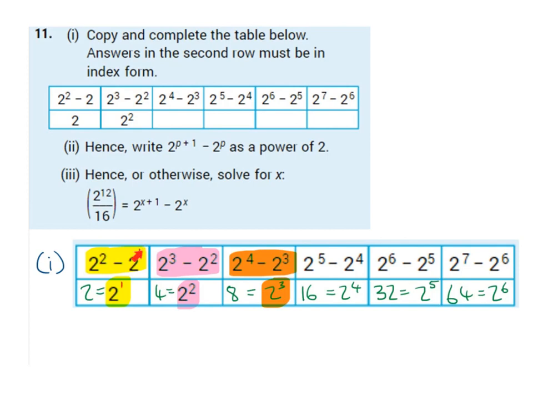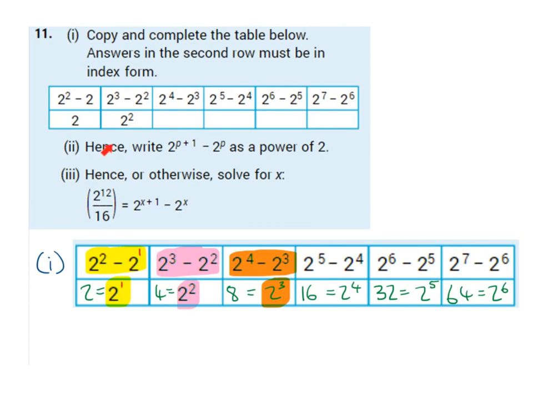Notice that the second number was 2 to the power of 1 in the first column, and the answer was 2 to the power of 1. In the second column, the second number was 2 squared, and the answer was 2 squared. In the third column, the second number was 2 to the power of 3, the answer was 2 to the power of 3. Then we have 2 to the power of 4. The answer is 2 to the power of 4. 5 and 5, 6 and 6. So the answer is always the same number as the second term, or the power of the second term. So there's a few patterns that we can see.